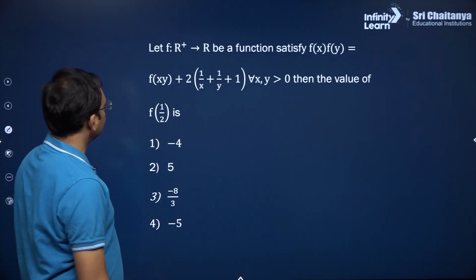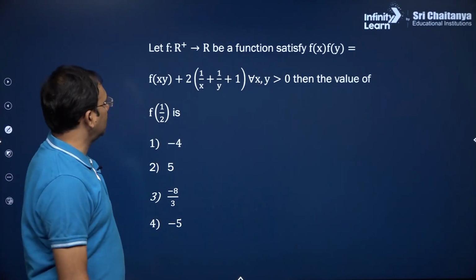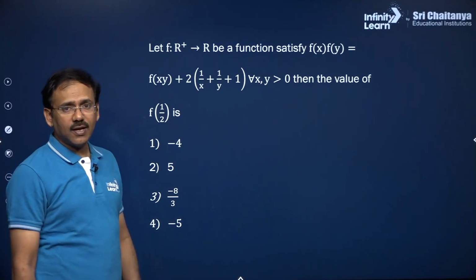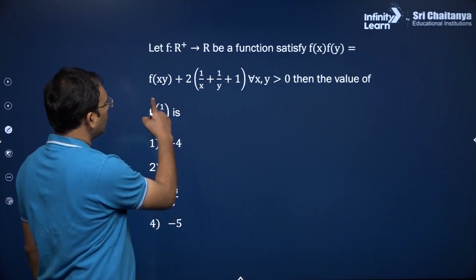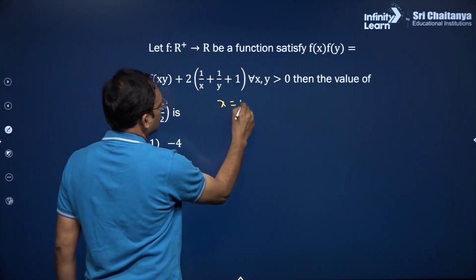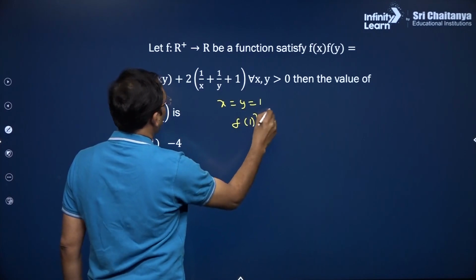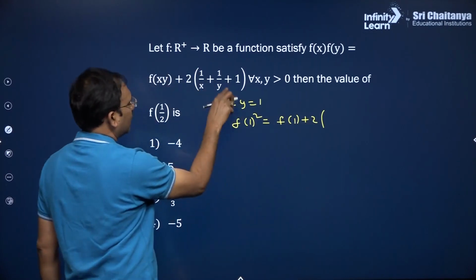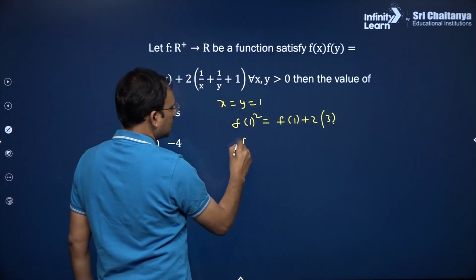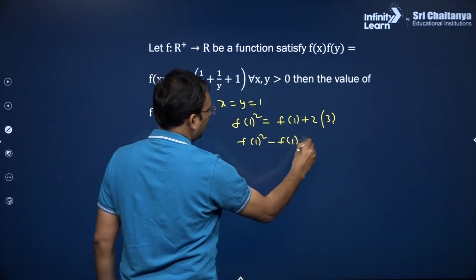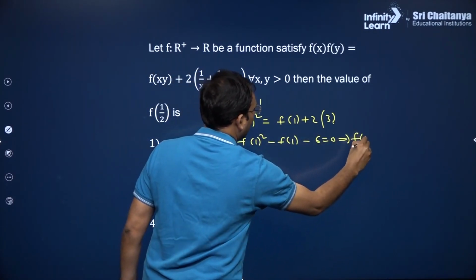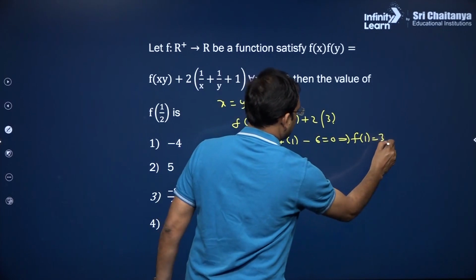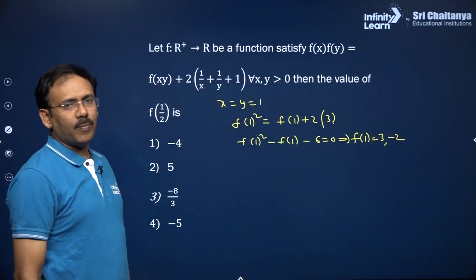Simple. Next, you see, here is a functional relation f from R plus to R. I want the value of f of 1 by 2. When two variables are there, better you nullify one variable. Before that, put x is equal to y is equal to 1, you will get f of 1 square is equal to f of 1 plus 2 into 1 plus 1 plus 1, 3. So that is f of 1 square minus f of 1 minus 6 equal to 0. So f of 1 must be, my dear friends, you can say this is 3 comma minus 2. Two possibilities are there.